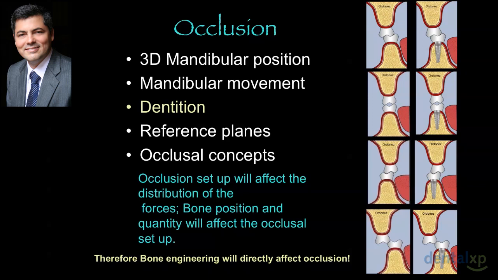So when we think of occlusion, we need to think of the appropriate three-dimensional mandibular position that we want to either maintain or restore. We need to think of having mandibular movements that are efficient. We need to think of having an appropriately set up dentition. We need to be able to restore or maintain our planes of reference. And we need to understand that the occlusal concepts exist for a reason, and we need to be able to apply these concepts and incorporate occlusal concepts into our restoration.